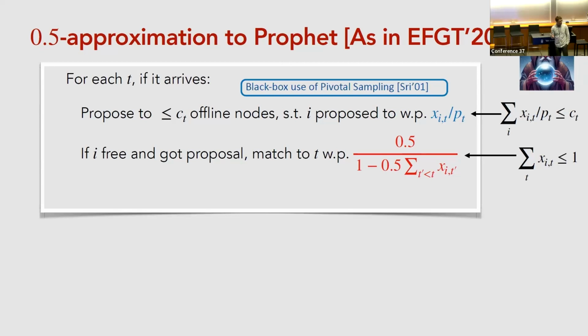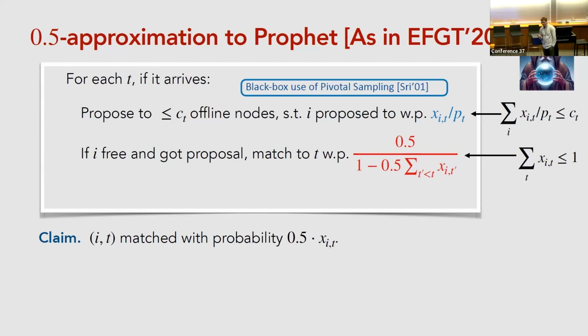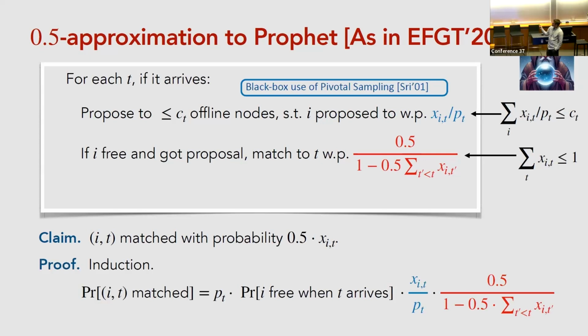If you haven't seen this before and you're wondering where this red term comes from, you'll see in 10 seconds. The claim is that this algorithm matches each edge IT with probability exactly 1/2 of what the LP tells you. We'll do the calculation by induction on T. For an edge IT to be matched, first of all, T should show up, which happens with probability PT. I should be free when T arrives. It needs to get a proposal, which is this blue number, and it needs to accept the proposal, which is this red number.